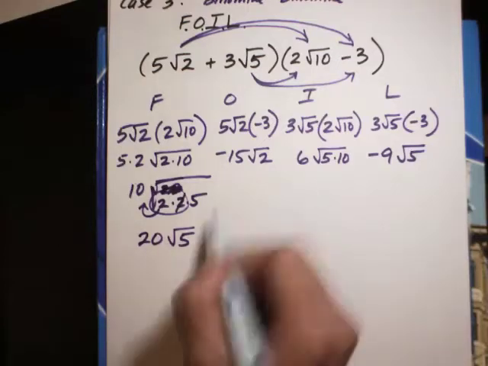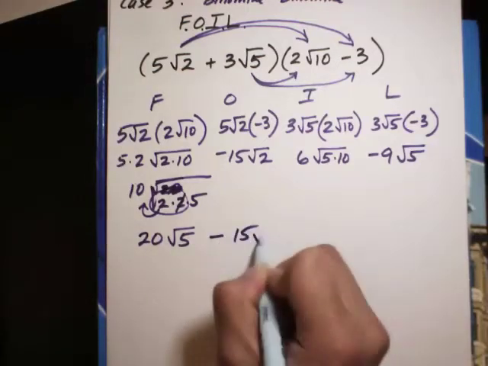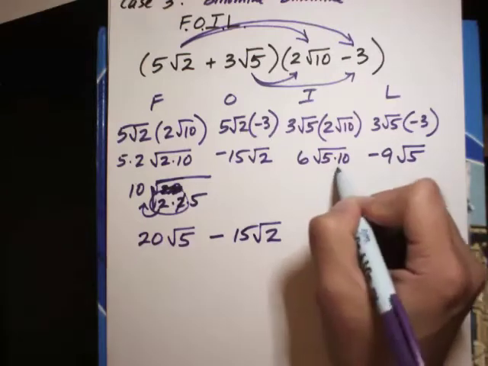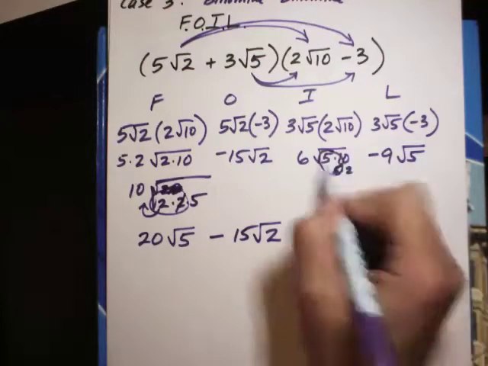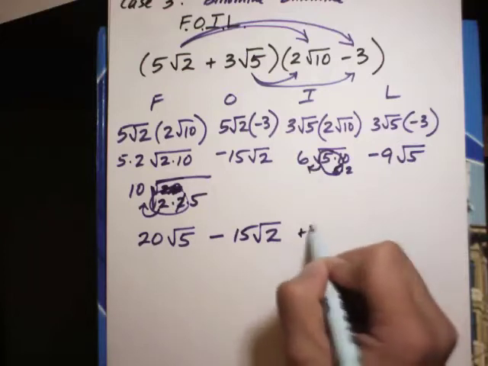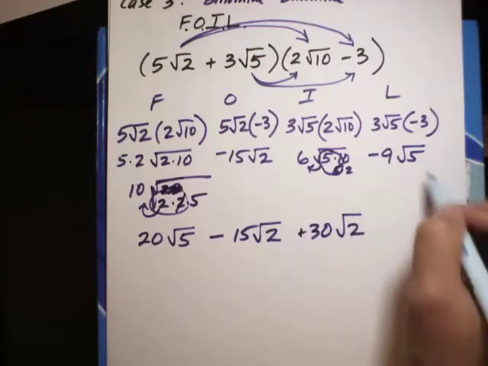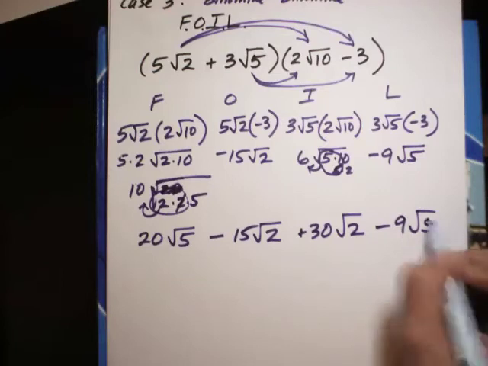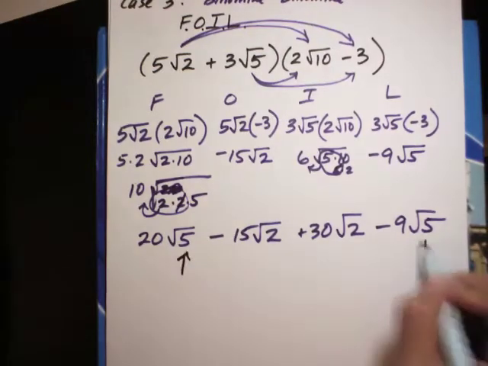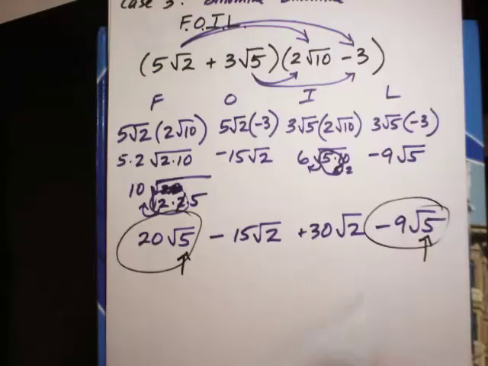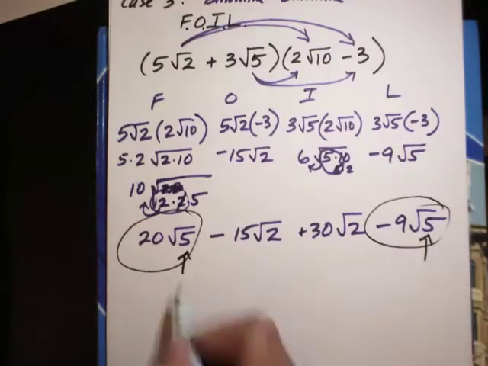Here we're going to subtract 15 radical 2. This is 5 times 2. Those 5s will be a pair, freeing this 5, so that'll be plus 30 radical 2. And I can't do anything with this. Now let's identify our like terms and see what we can combine. It looks like these two are radical 5s. Let's combine these. We have 20 and negative 9, which leaves us with 11 radical 5.